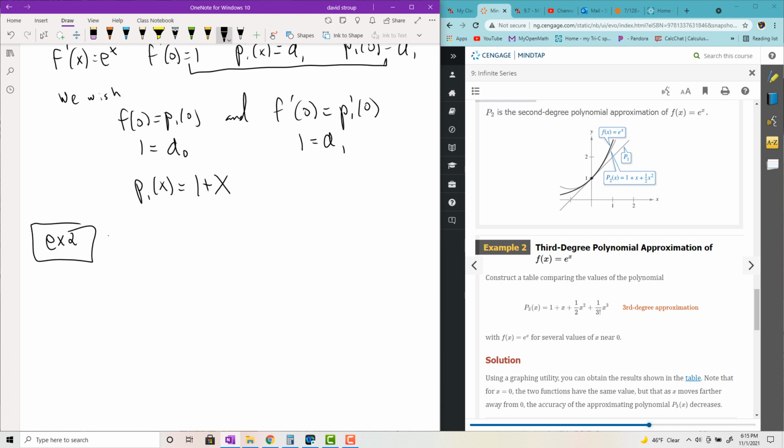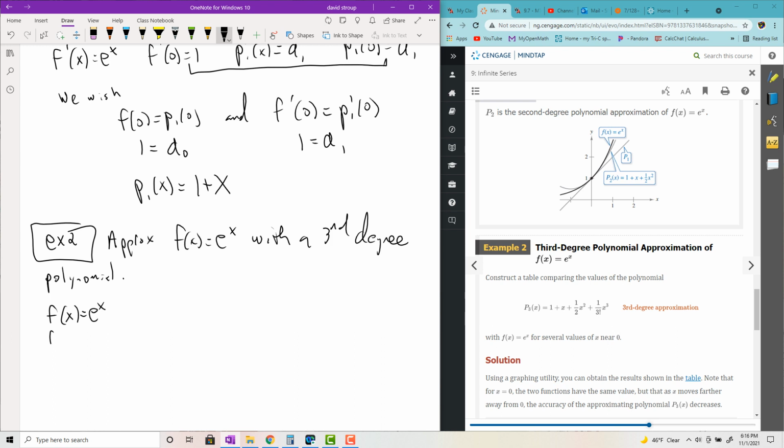Okay, so approximate f of x equals e to the x with a third degree polynomial. Okay, so again, we want the function and the polynomial to be the same at the center. We want the derivatives to be the same. So we'll set up some equations, right? So first, looking at f of x and its derivatives, we'll need to go up to the same derivative as the degree. Okay, so we need to go up to the third derivative.